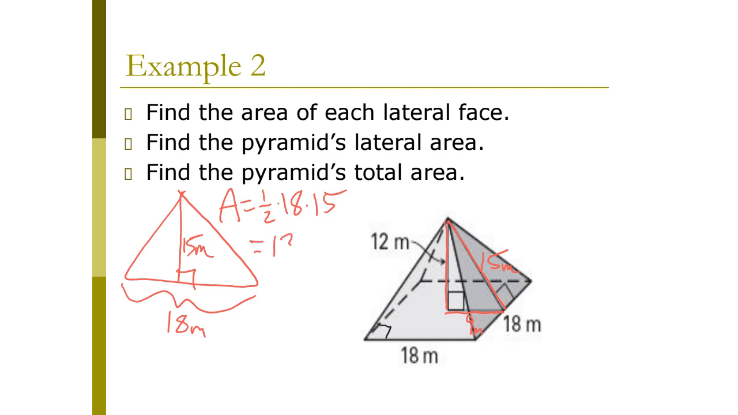All right, so I get an area of 135 for that triangle. So that's 135 for one lateral face, meters squared. So the total lateral area, I'm just going to multiply that by how many triangles there are. So 4 times 135 is equal to 540, if I'm not mistaken. Well, I'm going to double check. Yep, 540.